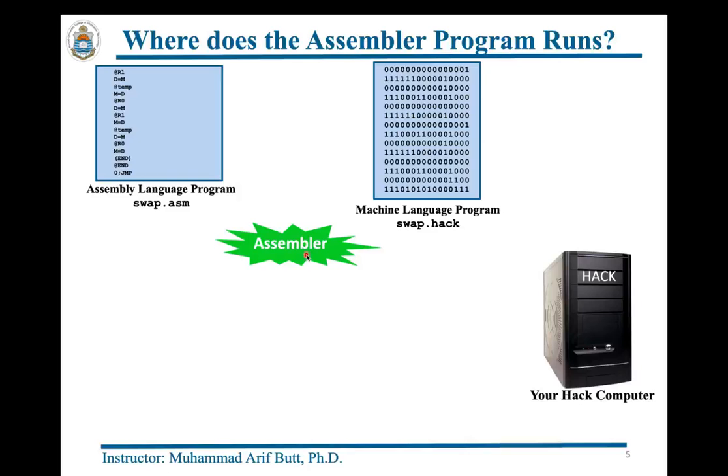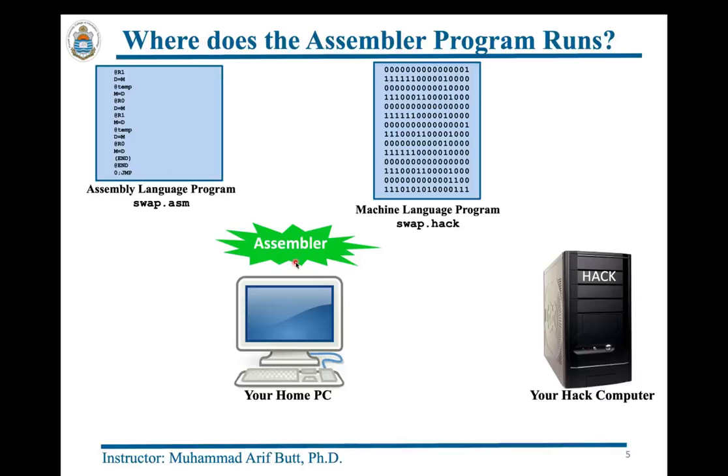Now a $100 question is where this assembler program will execute. The answer is on another computer. So this is the other computer, maybe x86-64, on which we can write the Hack assembler program in some high level language like C or C++. The final executable version of this assembler will take this swap.asm file as input and will generate this swap.hack file as output, which of course can be later loaded on this Hack computer to be executed by the Hack CPU.